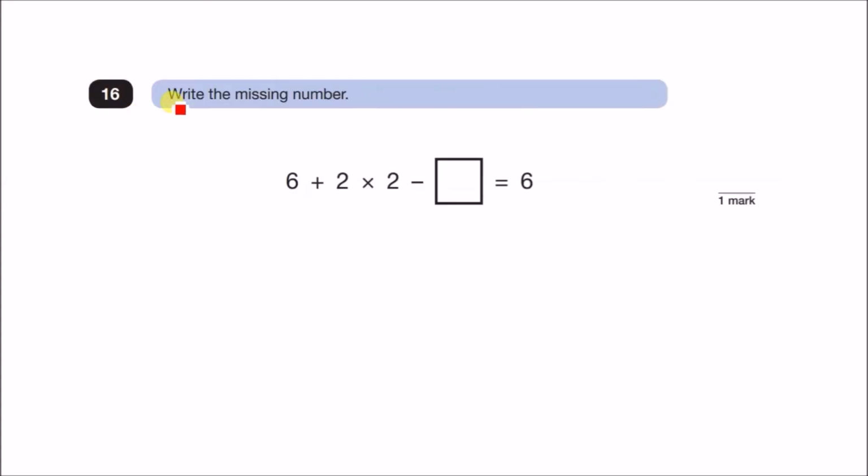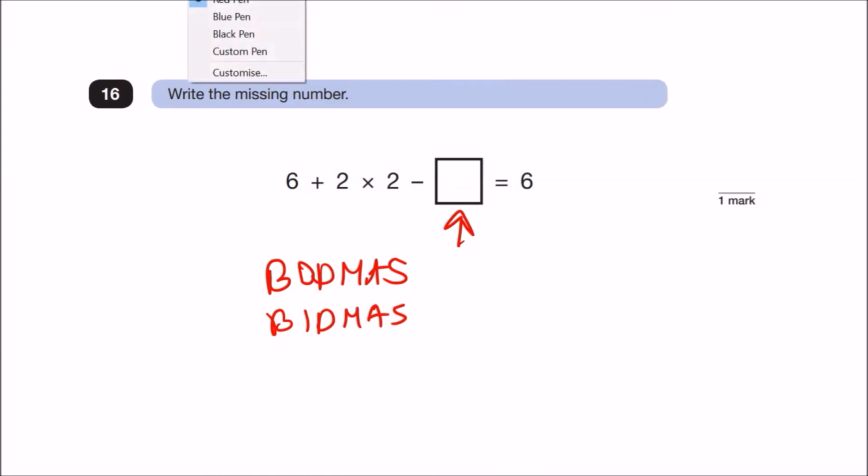So here they want us to write the missing number in this box. Okay, so to solve a problem like this, we've got to use BODMAS, yeah? In some of your schools, you might use the word BIDMAS instead, yeah? So they're essentially the same thing. All you have to realize is that order of operations is important, yeah? So first we always look at the brackets, or brackets and indices. Well, we don't have any brackets here, so these two are out of the way.